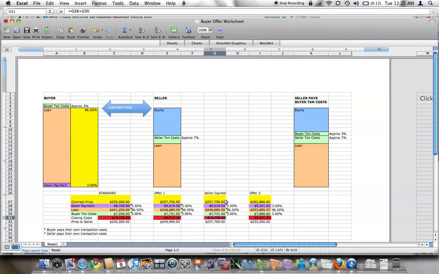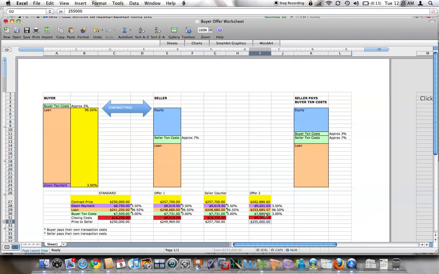Well, the buyer didn't like that, so they countered. Okay, so you, Mr. Seller, want $255. Price to you, we're going to offer you $255. And we're also going to go ahead and finance my transaction cost into my loan. So $255 price to the seller.